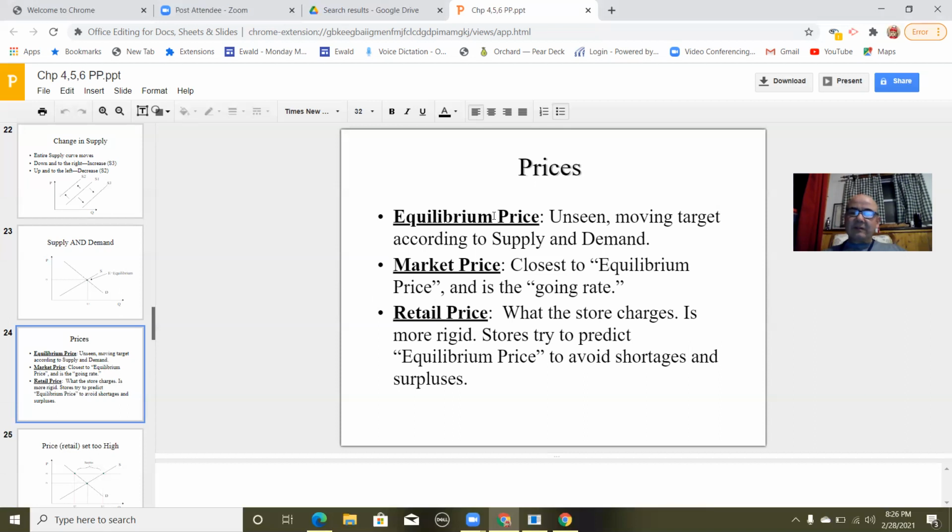Equilibrium price is kind of this unseen, constantly moving target. Market price is like taking a photo, a snapshot in time, and figuring out what that price is at this very moment. And then a retail price is more rigid. It's for a longer period of time, which means it probably has an opportunity to be less accurate, either too high or too low.